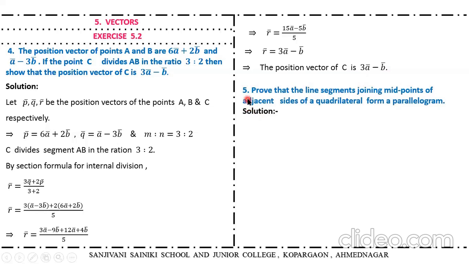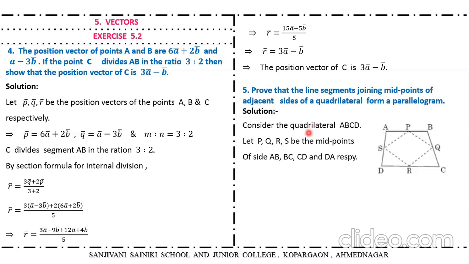The next example is: prove that the line segments joining the midpoints of the adjacent sides of a quadrilateral form a parallelogram. This theorem you have proved in class 9th or 10th. So how to prove? Now consider the quadrilateral ABCD, where P, Q, R, S are the midpoints of the sides AB, BC, CD and DA respectively. You can see this in the figure. ABCD is the quadrilateral. P, Q, R, S are the midpoints of which sides? P is the midpoint of AB, Q is the midpoint of BC, R is the midpoint of CD, and S is the midpoint of AD.